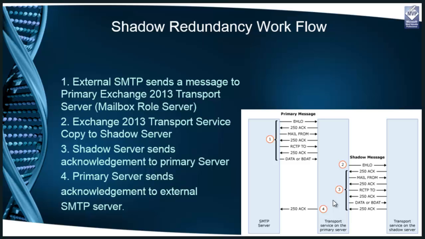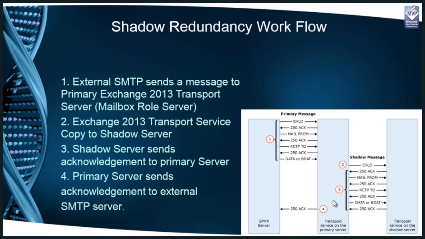That's the scenario. So in the first step, the external SMTP server sends a message to the primary 2013 transport server, which is the mailbox role server. It has bypassed the front end server, or it has come through, because the front end just proxies, so there's no connection. So it connects to the transport service on the mailbox server.